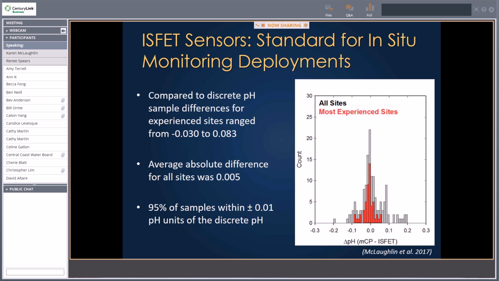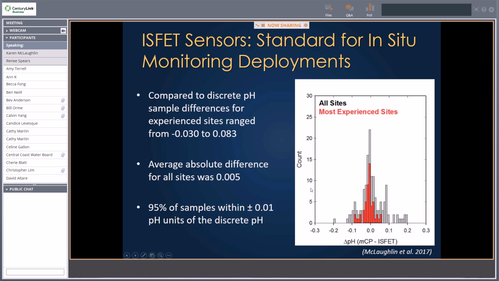Okay, so the next sensor is the ISFET sensor, which are currently the standard for continuous stationary monitoring deployments. This is the same type of figure as on the potentiometric sensor, so you can see the difference between the standard and the FET measurement here. I have two colors here. One is the gray is people who were just getting those FET sensors for the first time and deploying them without any experience. And the red is groups that have had experience deploying ISFET sensors in the past.